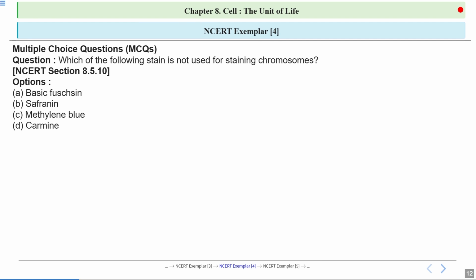Next one, which of the following stains is not used for staining the chromosomes? Chromosomes have to be stained. To observe the chromosomes under the microscope, you have to stain them. Which stain is used for staining the chromosome? Now options are: basic fuchsin, safranin, option C is methylene blue, and fourth is carmine. What is the correct answer?